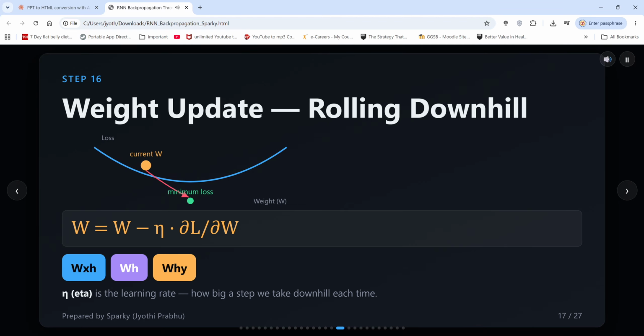Once we have all our gradients, the final step is to update every weight using gradient descent. Imagine the loss as a hill, and our weight as a ball sitting on its slope. The gradient tells us which way is downhill, so we take a small step in that direction. We subtract the gradient, scaled by a learning rate eta, from each weight. Wxh, Wy, and Wh all get updated this way, nudging the network to make better predictions next time.